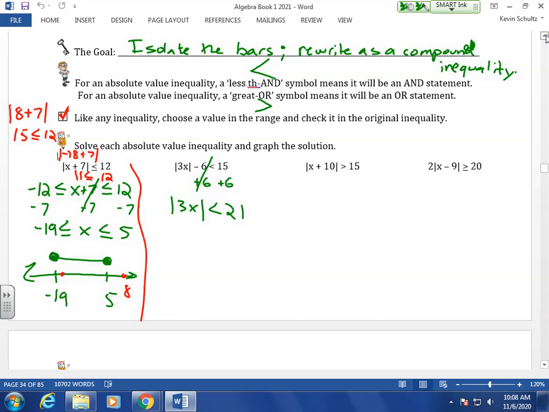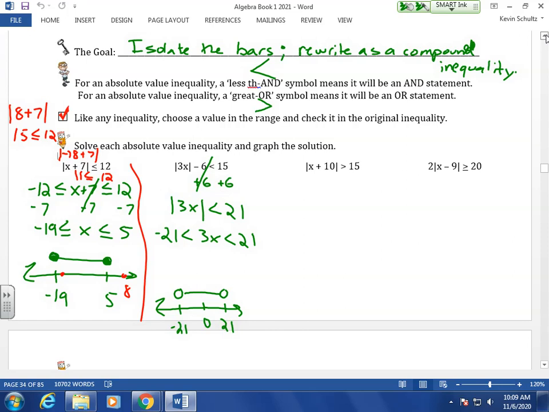Okay, which means that 3x is a distance less than 21 from 0, or 3x is within 21 of 0. So if we use our little initial graph to help us visualize that, 3x is going to be somewhere within negative 21 and positive 21. That shows the numbers that are within 21 of 0. So writing this as a compound inequality, negative 21 is less than 3x, which is less than 21. 3x is between negative 21 and positive 21.